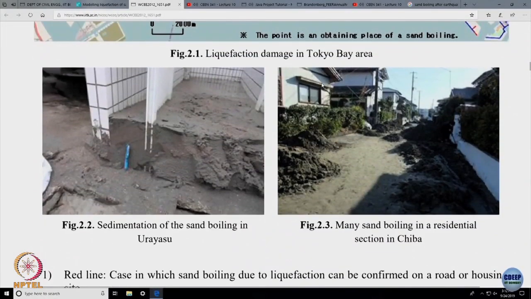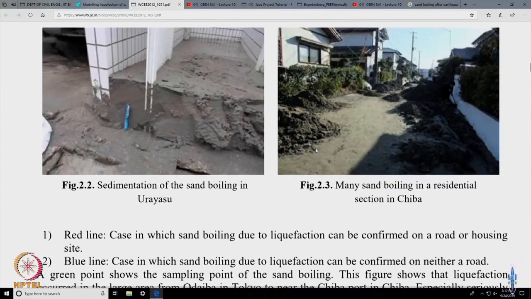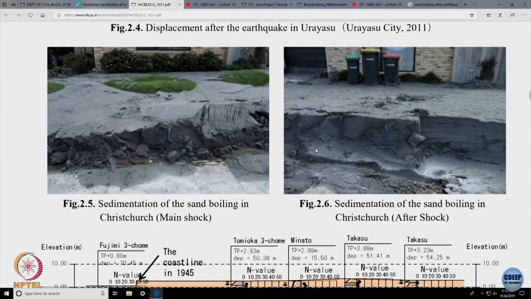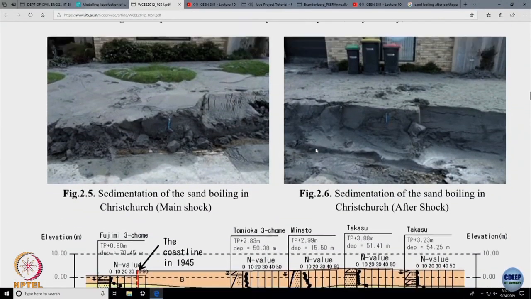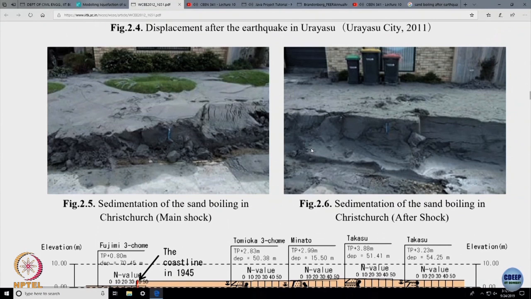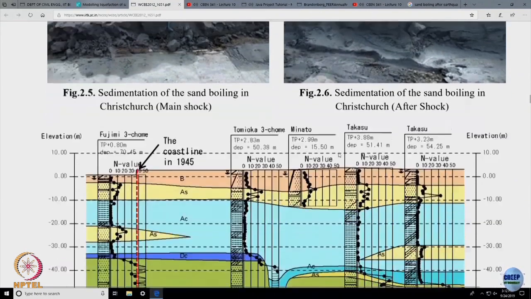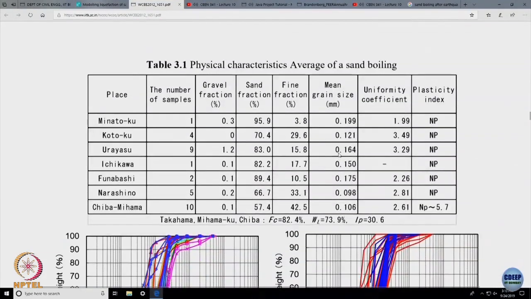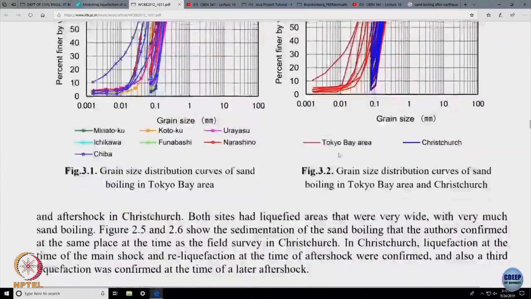So, this is how sand boiling has occurred, all the forces are amplified. Look at this. That is what we call sand boiling, where a lot of sand gets formed because of the extremely high water pressure, over pressure. Those of you who are interested can go through this.